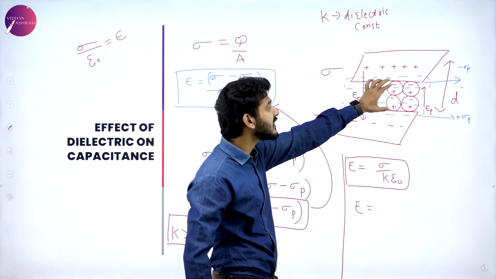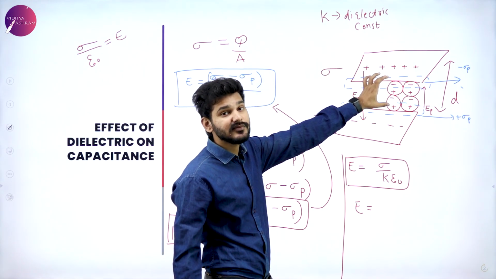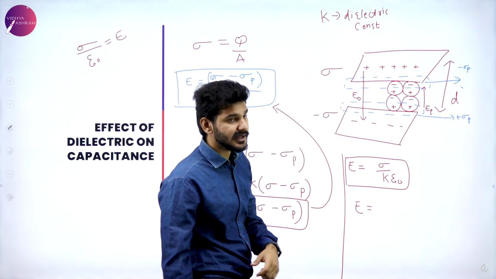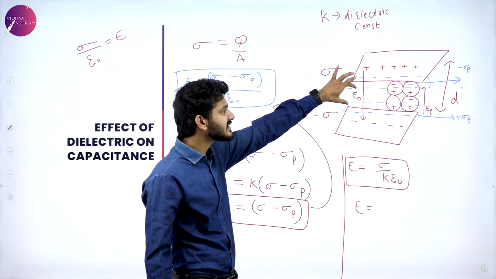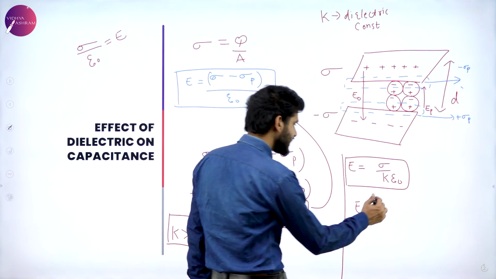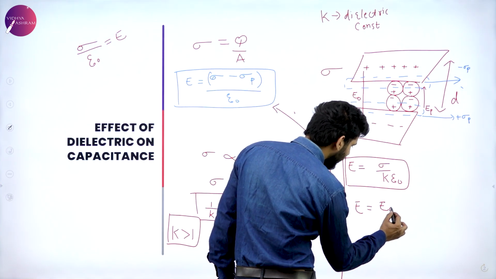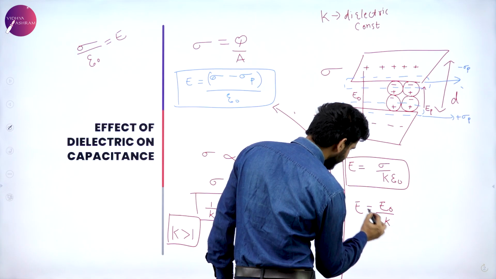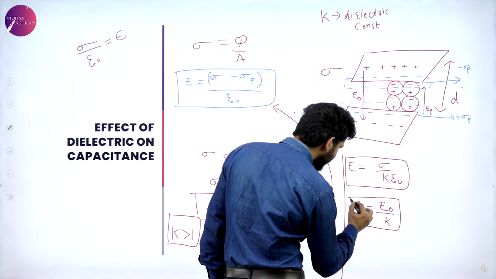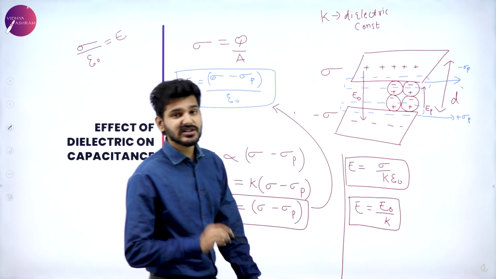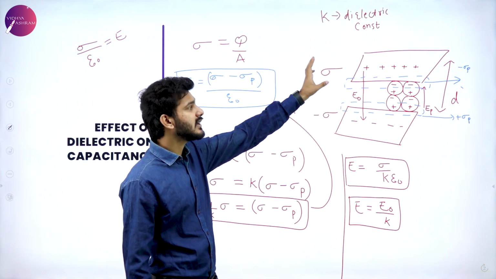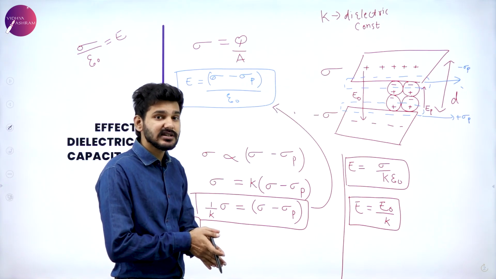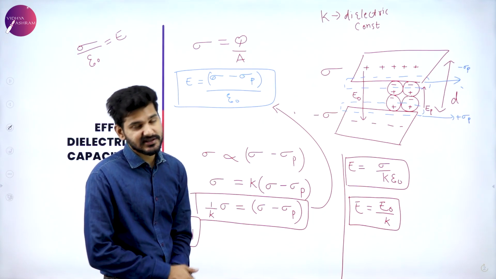That is, not including the dielectric which is placed in between the parallel plates. That is, sigma by epsilon naught here is indicated as E naught. So I can write E naught divided by K. This will be the final equation for the total electric field in between a parallel plate capacitor in which a dielectric medium is kept.